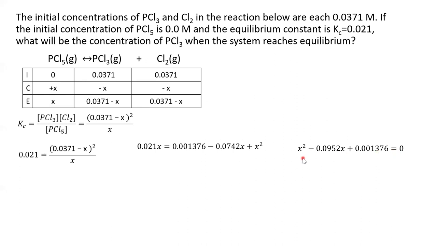Okay, now quick review of some algebra. When we're in the quadratic form, the coefficient in front of X squared, that's A. The coefficient in front of X is B.